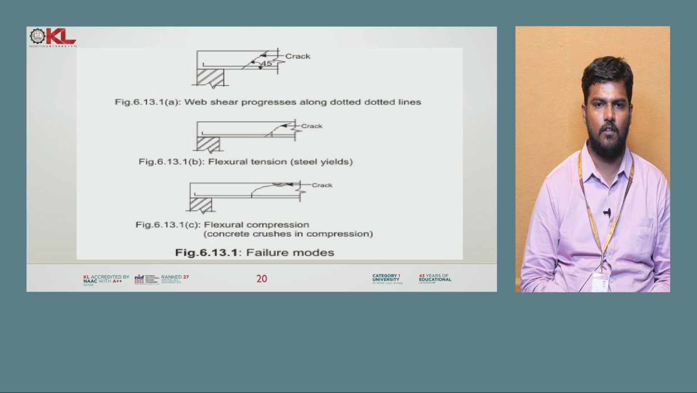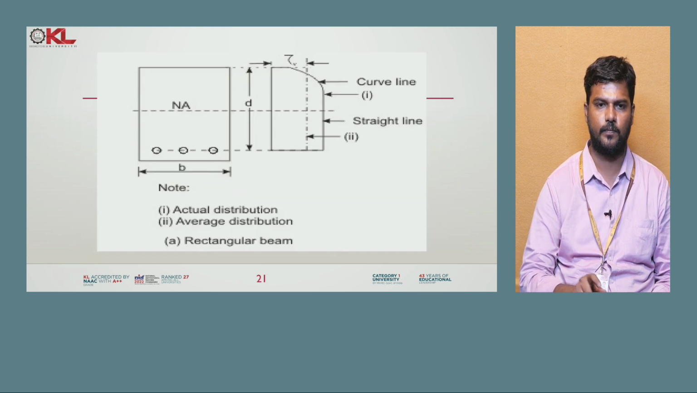First one is the web shear progress along the dotted line, and second one is the flexural tension where the steel yields, and next one is the flexural compression. So when concrete crushes in compression, these are different failure modes.